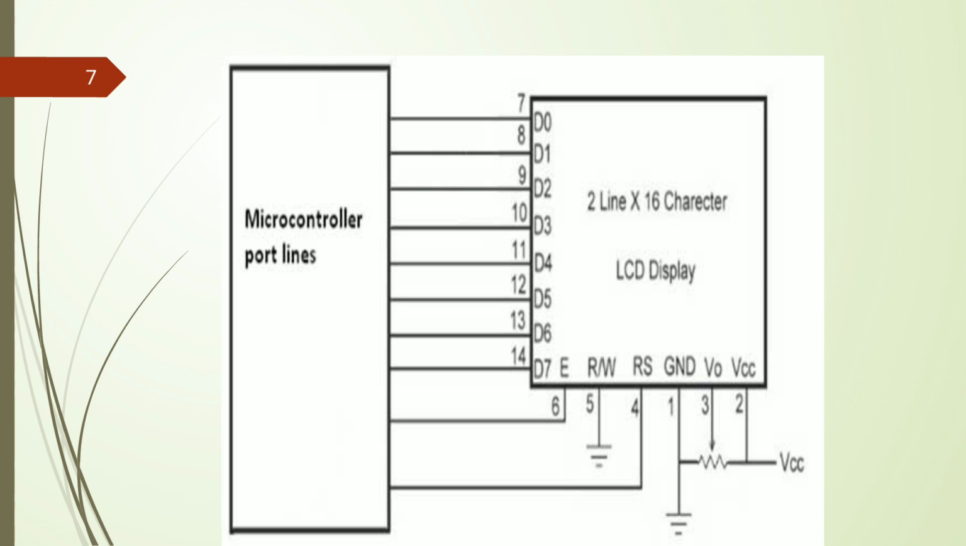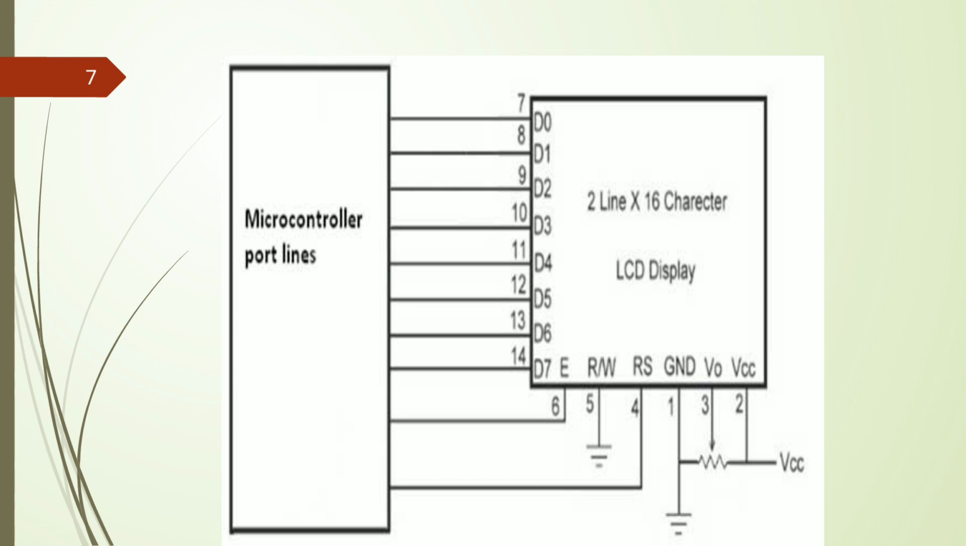As we mentioned, the LCD operation is divided into two parts, that is command mode and data mode. So for command mode we should make RS equal to 0, and for data mode we should make RS equal to 1. So the selection of command and data mode depends on the RS pin status.